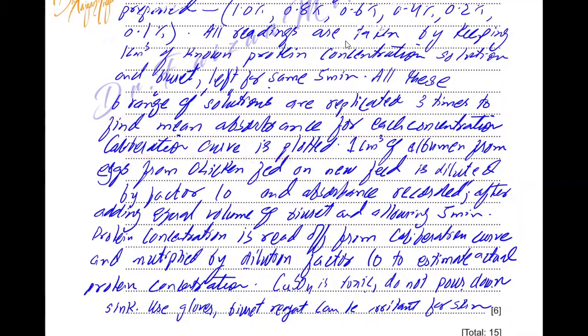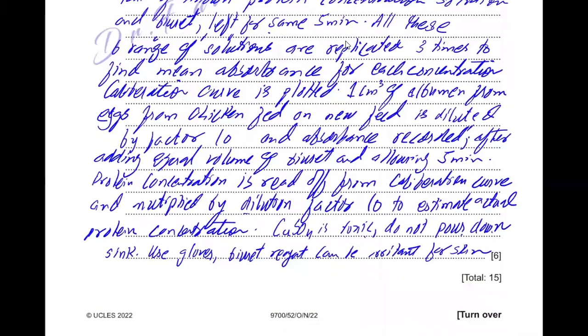Calibration curve is plotted. So this is how the calibration curve stuff is completed. Now you will move on to the detail for how the unknown protein sample can be tested for the biuret assay. So 1 cm cube of albumin from eggs from the chicken feed on new feed is diluted by a factor of 10, because this was told to us previously in the question.